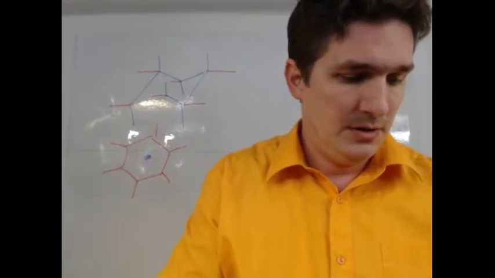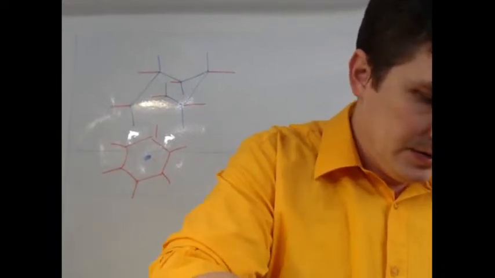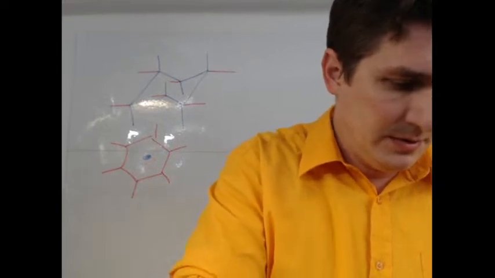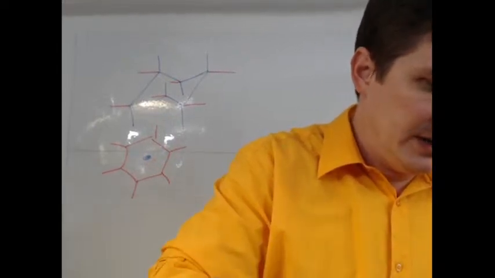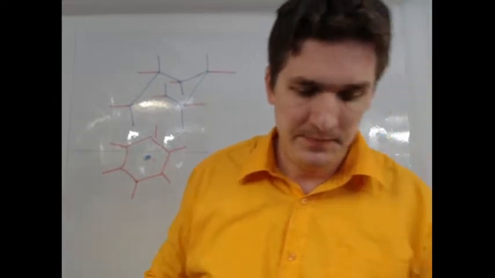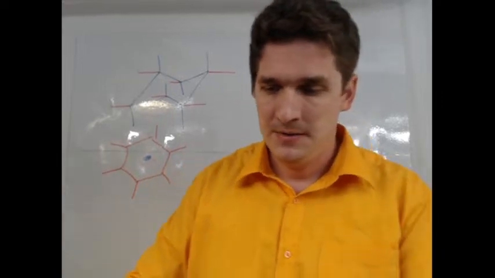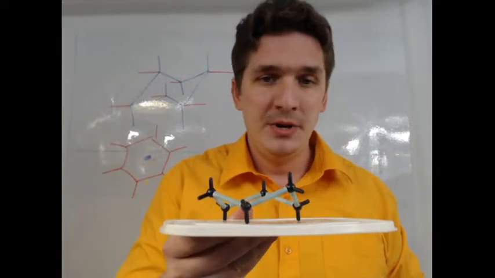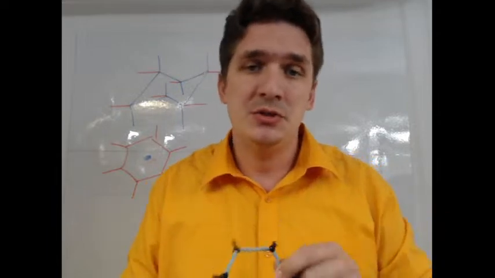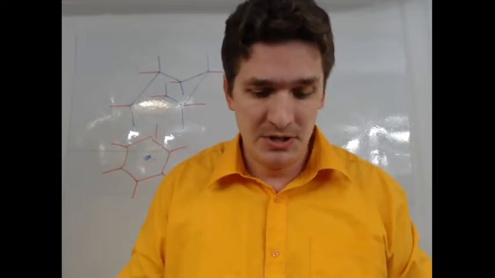2, 3, 4, 5, 6. So if you look at your chair conformation, you put it down on a table. There are 3 that touch your table. Those 3 are axial positions.